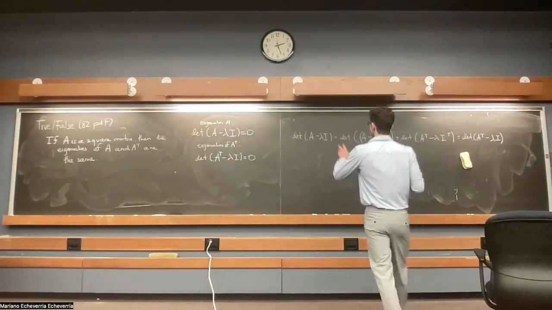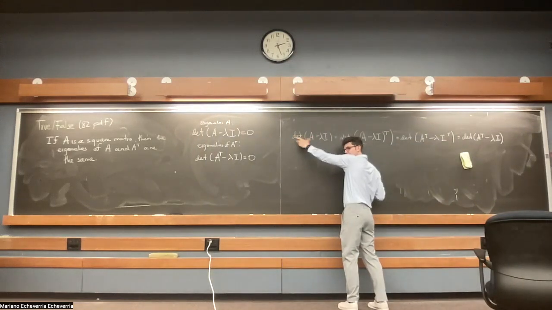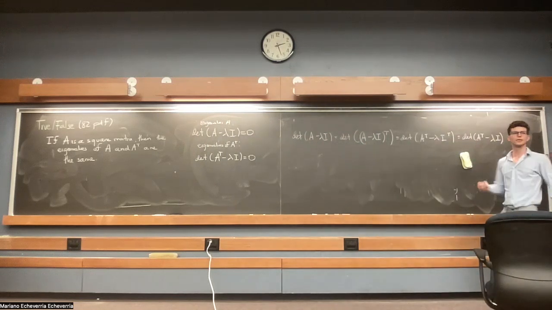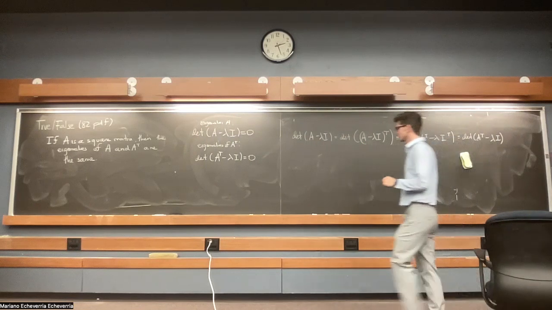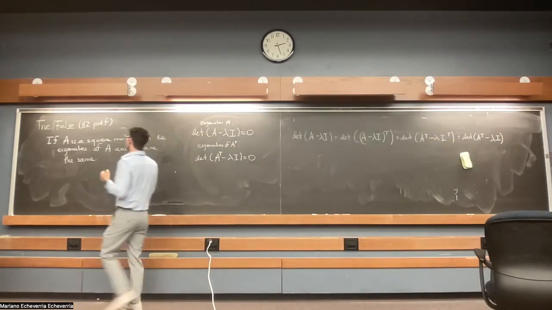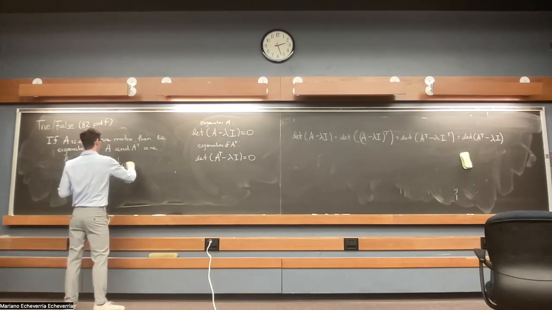So this is our identity. If lambda is an eigenvalue of A, this becomes zero, and then this would become zero, vice versa. So the eigenvalues are the same. Is that making sense? This is a lot better proof for you to understand than the previous one, which is a little bit more tricky. But this is a nice one.